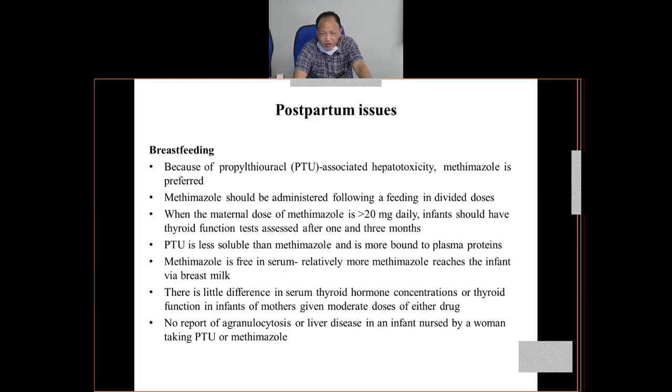However, PTU is not preferred as long-term use can affect the liver. Methimazole, though it can reach the breast milk, is not a contraindication, and severe side effects have not been reported in infants who have been nursed by mothers taking PTU or methimazole.